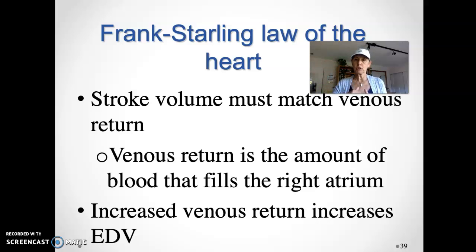If venous return increases, then pump more forcefully because you have more blood coming in and you need to distribute that blood. Okay, and that's where we're going to stop.